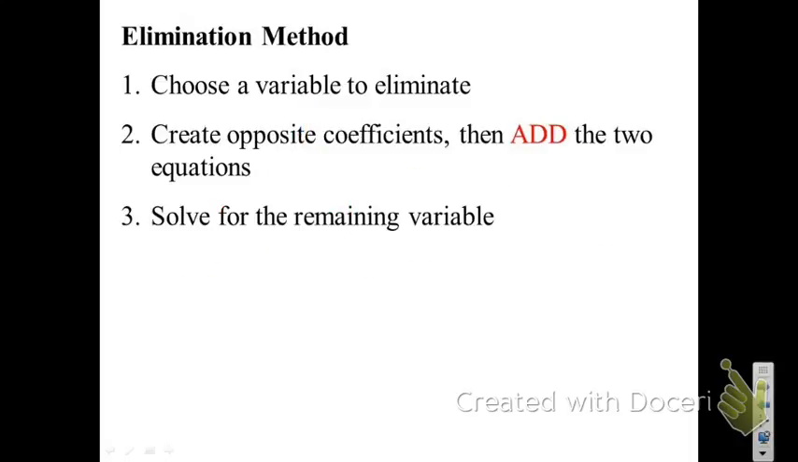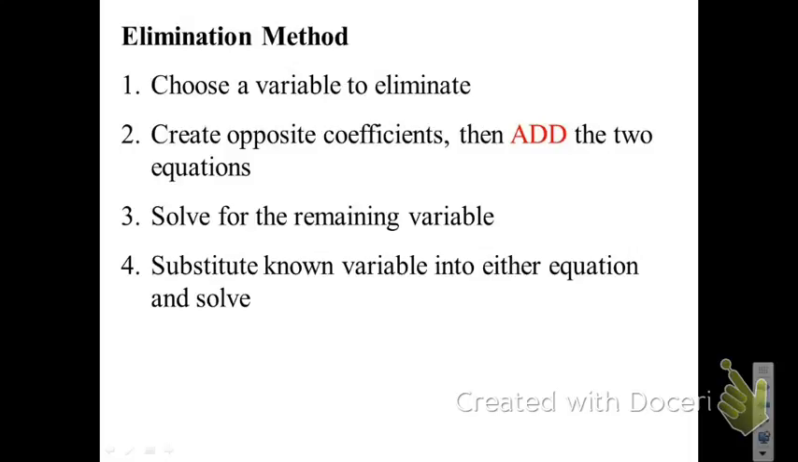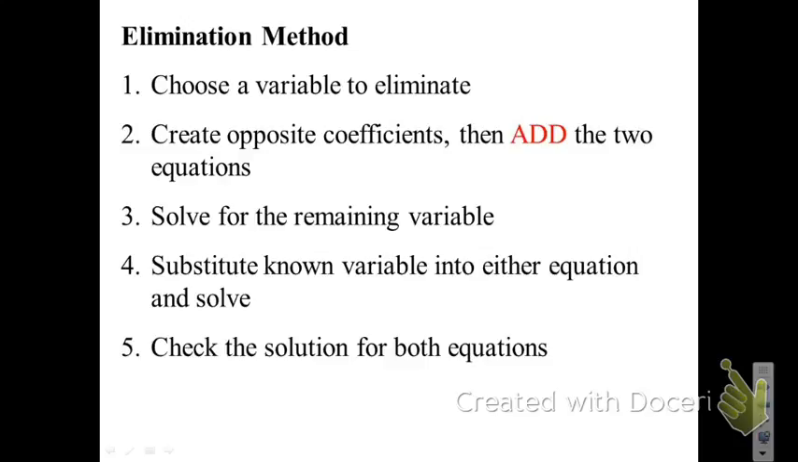Okay, your next step is to solve for the remaining variable. When you add the two equations in step 2, you eliminate one of the variables, so you only have one variable left to solve for in step 3, and that is usually done by multiplication or division. Step 4, once you know the variable from step 3, you're going to substitute that into either equation and solve for the other variable. And then the last step is to check your solution in both equations.